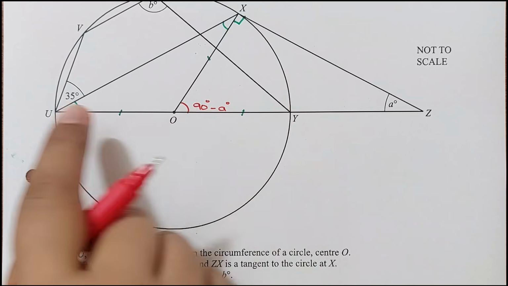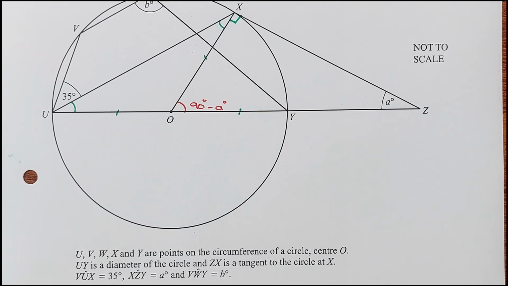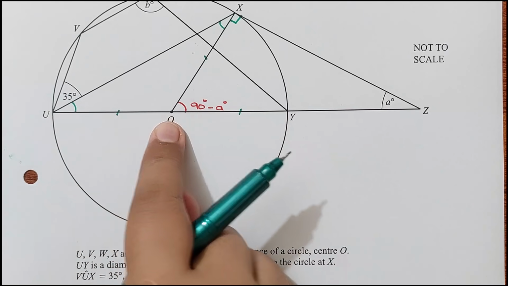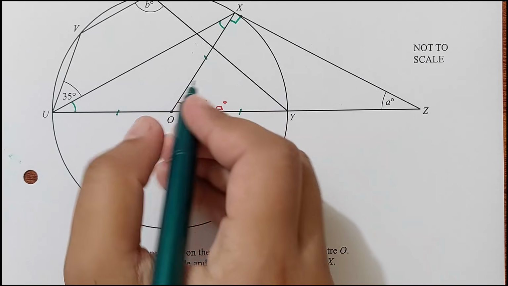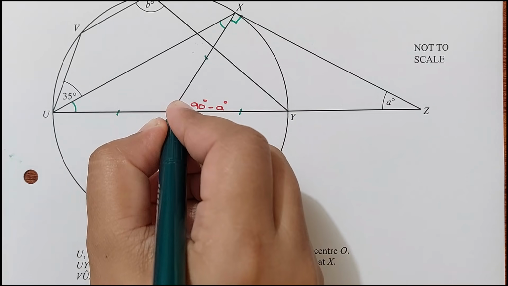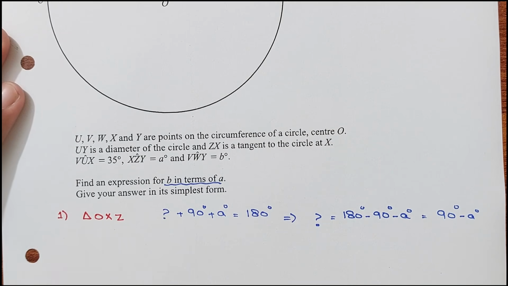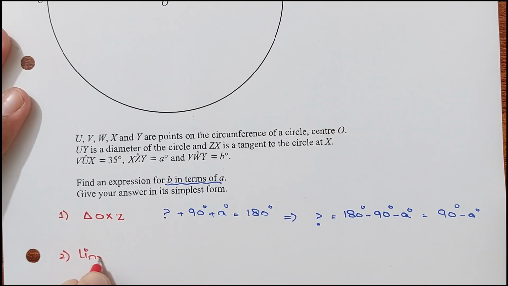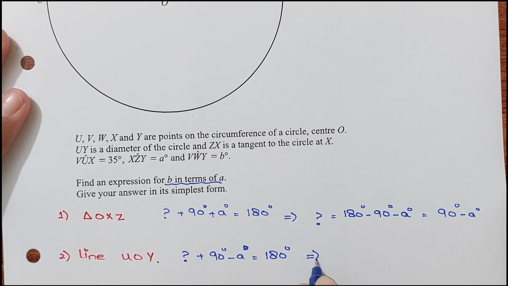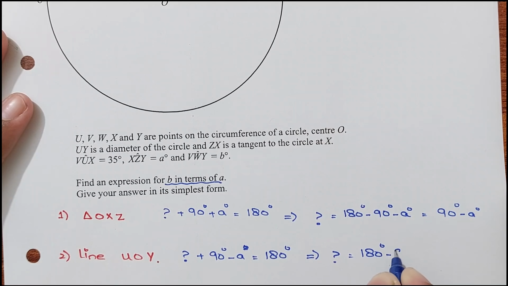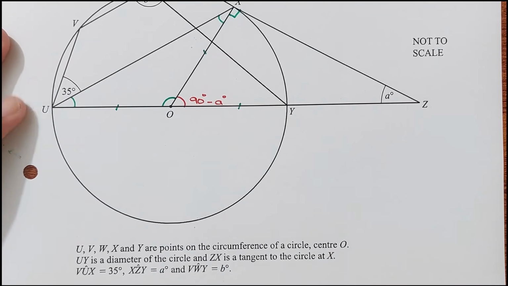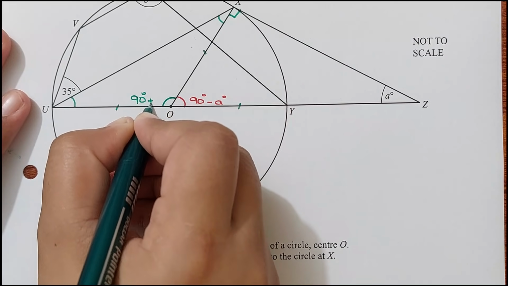Then let me use the concept of the straight line. We know that the angles on a straight line, this is a straight line U, O, Y, Z, because this is the diameter of the circle, so this whole angle is 180 degrees. So what is this angle? In the second step, the line U, O and Y, this angle plus 90 degrees minus A degrees is equal to 180 degrees. So we can say that the missing angle is 180 minus 90 plus A, so this is 90 degrees plus A. All right, so this angle is 90 degrees plus A degrees.